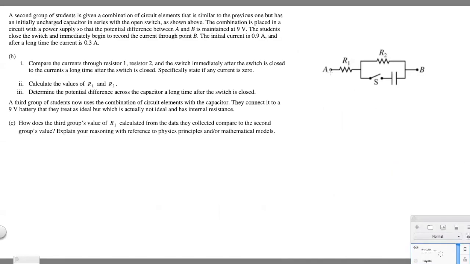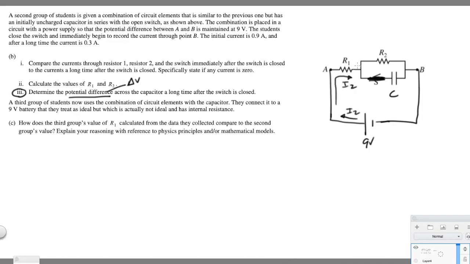All right, so they want the potential difference, which is the voltage, across the capacitor a long time after the switch is closed. 9-volt battery. Okay, so here's our capacitor. The switch has been closed for a long time, so there's one current, which we called I2.